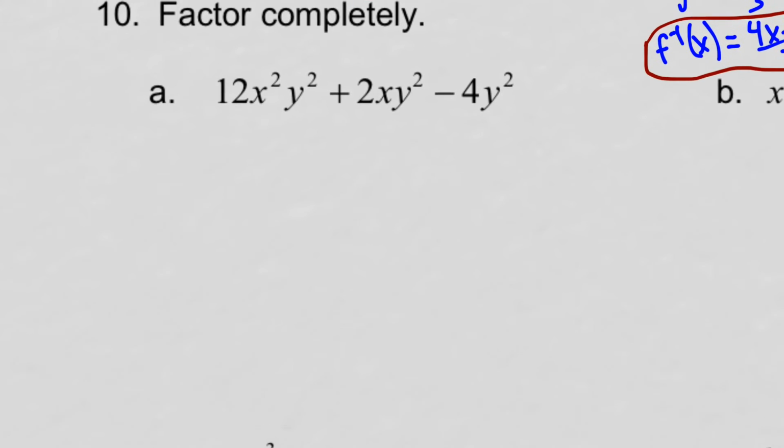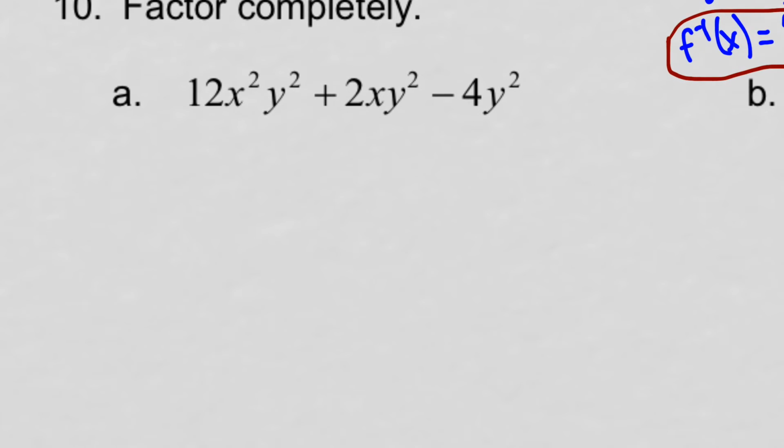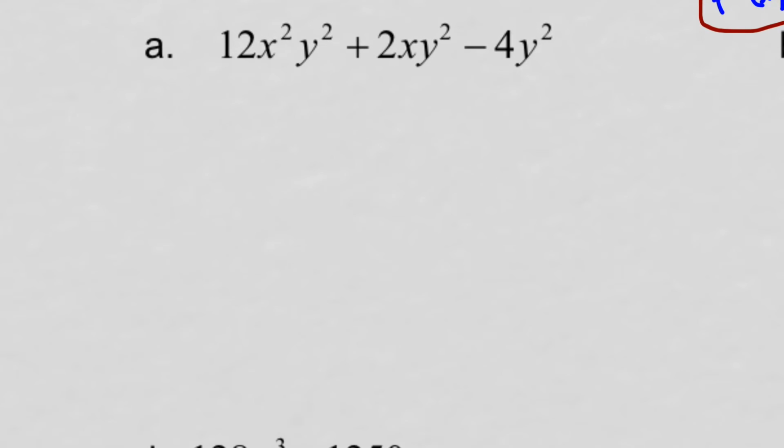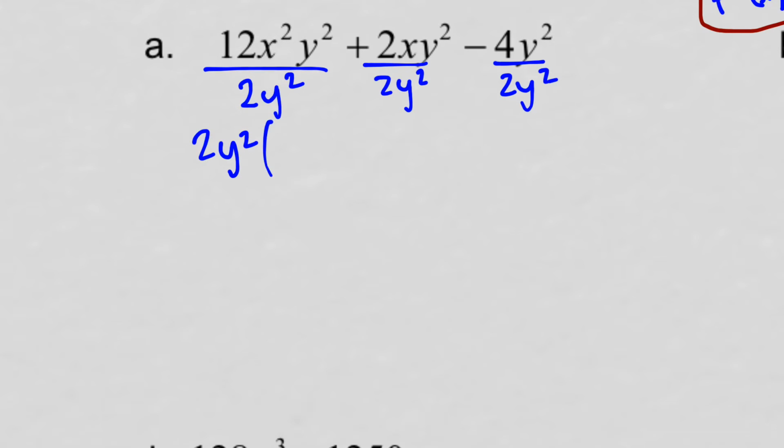Let's start with A. 12x squared y squared plus 2x y squared minus 4y squared. In all factoring problems, the first thing you should look for is a GCF. In this case, I very clearly see that they all have a 2 in common, but also y squared. They all have y squared. So factor it out. So it's going to be 2y squared outside, and then what's left inside? For the first one, it's just 6x squared. The middle term will be just x, because look, the 2 and the y squareds cancel. They go out. So it's just x. For the final term, it's going to be negative 2.